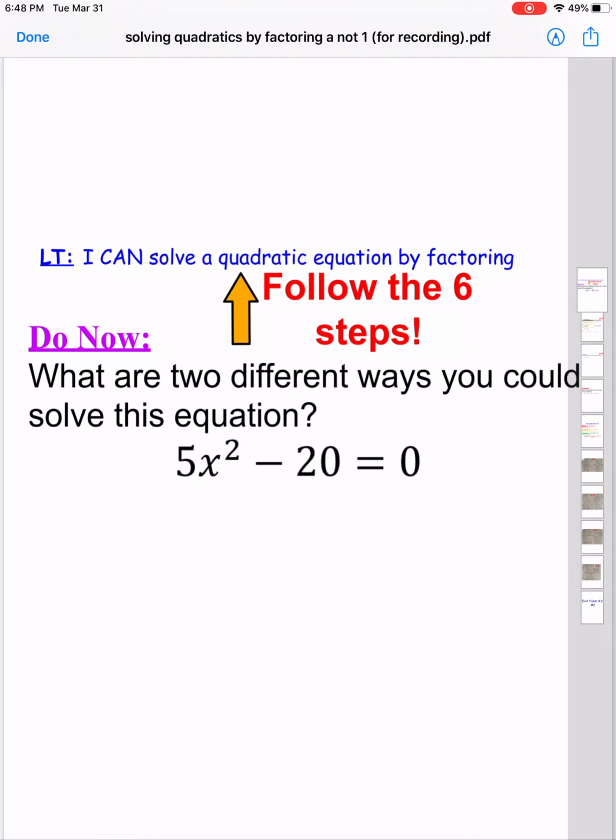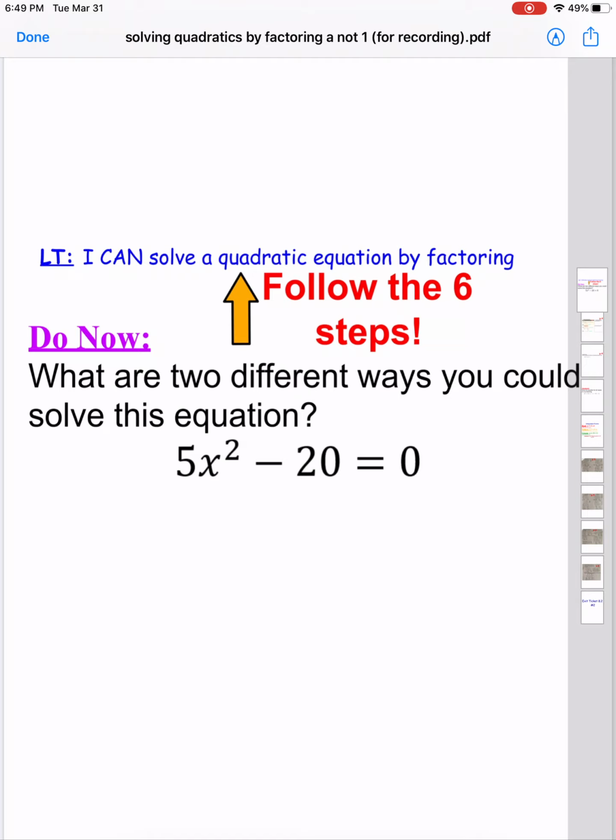So to review what we've been doing so far, I'd like you to take a look at this do now problem. It says, what are two different ways that you could solve this equation? So I want you to pause this video, go on some loose leaf paper and solve this equation at least one way to get the values for x, and see if you can then figure out another way you could have solved the equation.